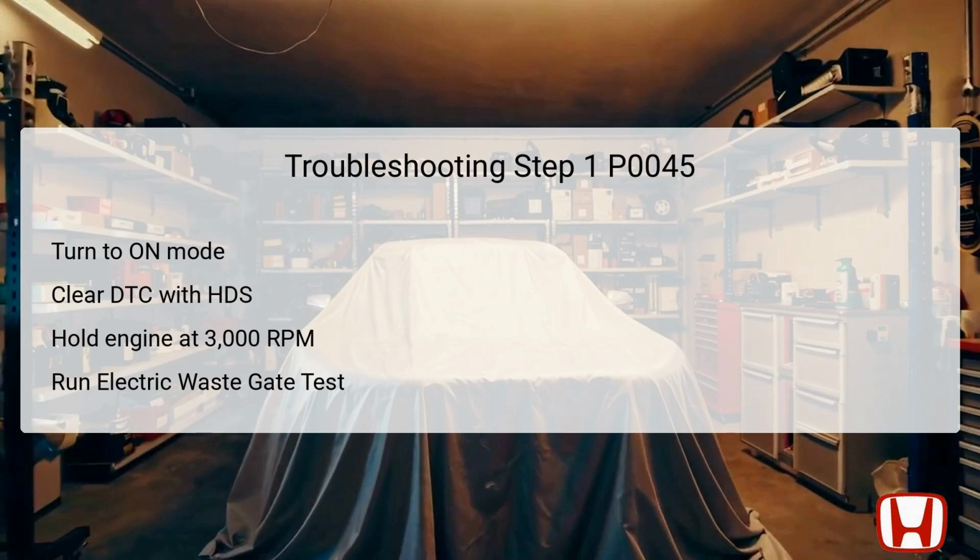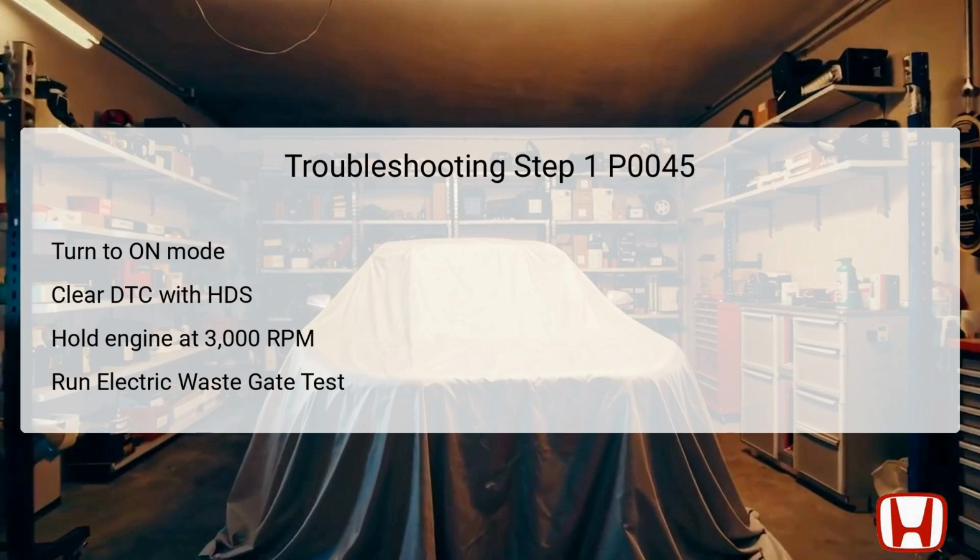Finally, select the electric wastegate in the function test menu using the HDS to confirm if the system is operating as expected. This step is critical to not only clear previous codes, but also to ensure the proper functionality of the wastegate.